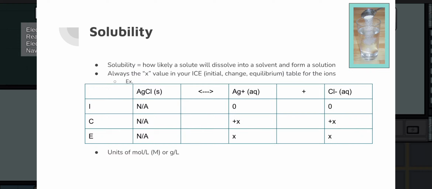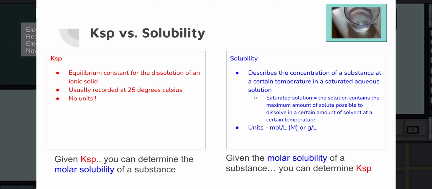On the other hand, solubility describes how likely a solute will dissolve in a solvent to form a solution. The solubility of ions in a reaction will always be the x value in your ICE table. Solubility is described in units of moles per liter, which is molarity, or it can be described in grams per liter. And to compare Ksp and solubility, they are two very different things.